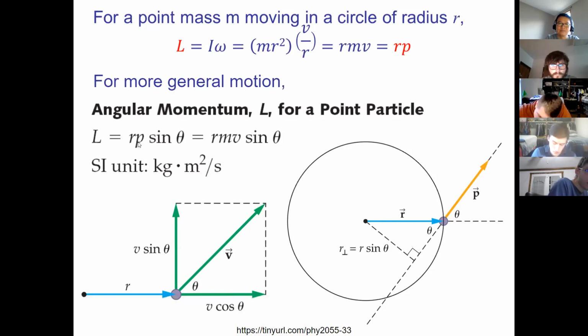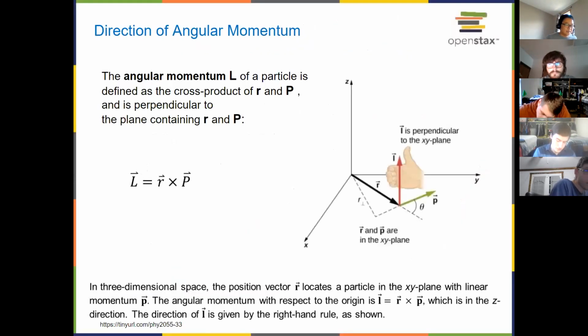If that's the case, then you take the angle between r and p, and you'll be doing the sine of theta. So L is equal to r times p times sine theta. Basically, you're taking the component of p that is perpendicular to the r vector. The component parallel to it doesn't contribute to the angular momentum. So in general, L is equal to r p sine theta, where theta is the angle between r and the v or p, because v and p have the same direction.